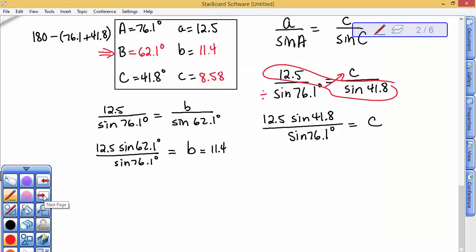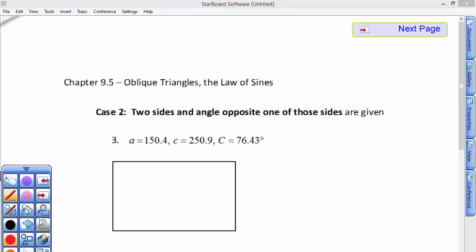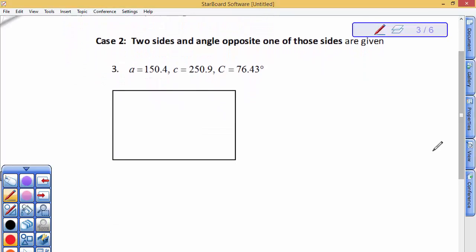All right, so that was a case 1 problem where you're given 2 angles and a side. Now we're going to take a look, fairly quickly, at 2 sides and the angle opposite one of them. It's still a law of sines problem, so not to fear. So I'm going to fill in this box. At this point, I'm not even all that concerned about drawing a picture of this, but I will at some point.